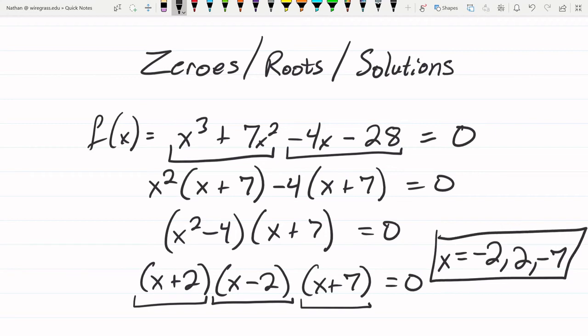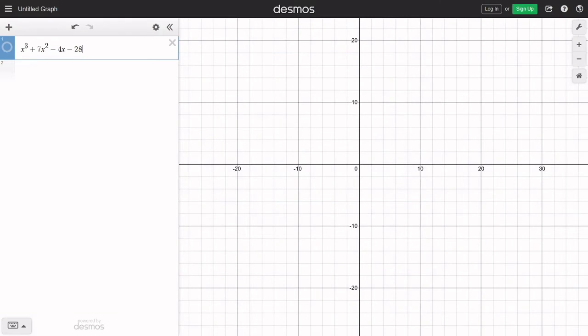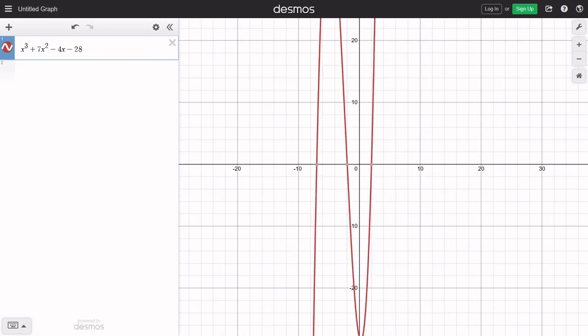Now, what are the zeros? You should actually already know what the zeros are of a polynomial. When the function equals 0, that's the same thing as asking when does y equal 0. And when y equals 0, you get your x-intercepts. And you'll see here that we have x equal to negative 7, x equal to negative 2, and x equal to positive 2, which are the three zeros we found when we factored it.